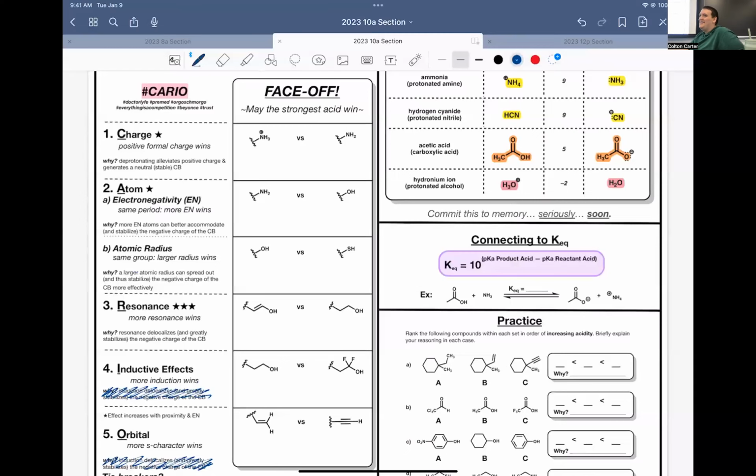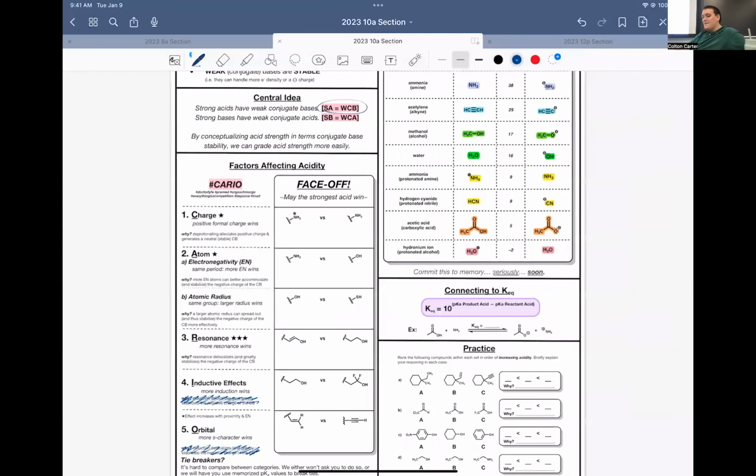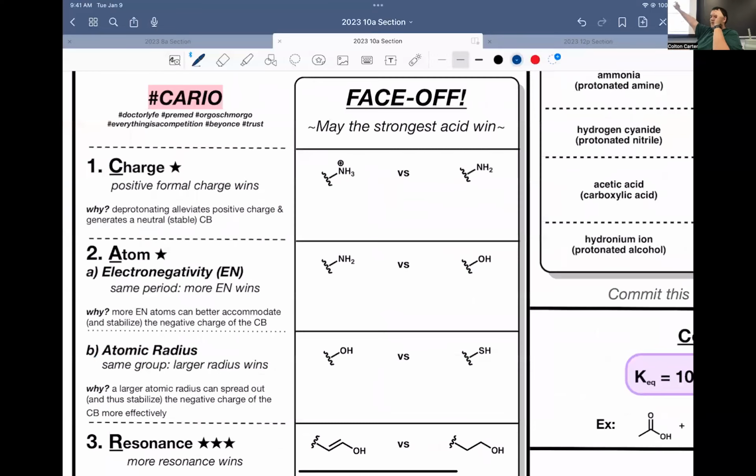So the factors affecting acidity, we're using this trendy buzzword CARIO to organize it, which is very pre-med. It claims charge is most important, then atom, then resonance, but it really depends, and I think it's kind of BS. But to organize it, pre-meds love the acronym, so here we go, CARIO.